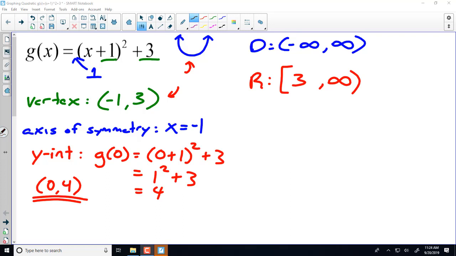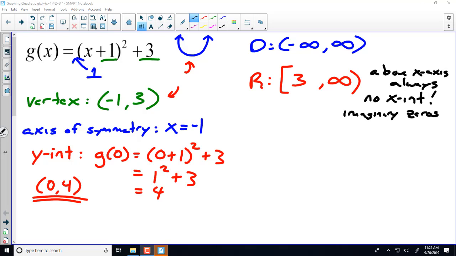All right, now this is kind of interesting, everyone, because if you look at my range over here, we can see that our parabola, when we draw it, is going to be exclusively above the x-axis, because my range is from 3 to infinity. It never goes below the x-axis because there's no negative values in the range. That means if I am above the x-axis, always, I should have no x-intercepts, which means my zeros should be imaginary. Now, let's see if that's actually the case by taking my quadratic and setting it equal to 0.